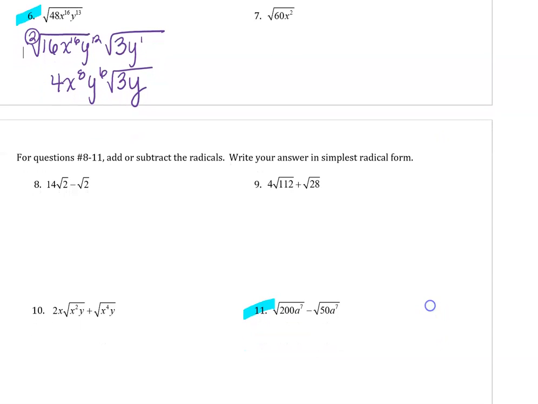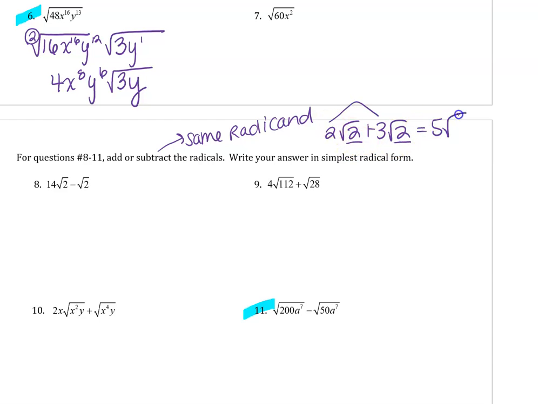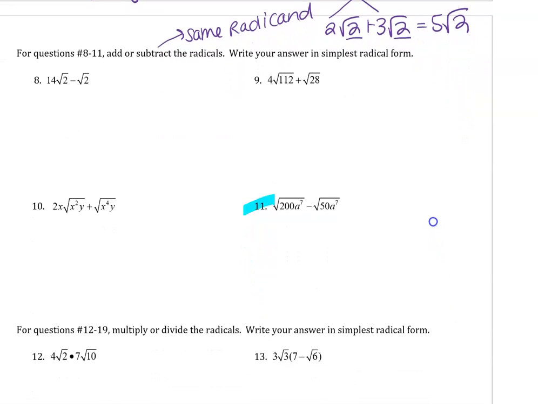When it comes to adding or subtracting radicals, you guys need to make sure you have the same radicand in order to combine. So for example, 2 radical 2 plus 3 radical 2, same radicand, means you can add the coefficients, and that leaves you with 5 radical 2. So for number 11, I can't combine them as is because 200 a to the 7th is not the same thing as 50 a to the 7th. So I got to break them down to see if I can get a common radicand.